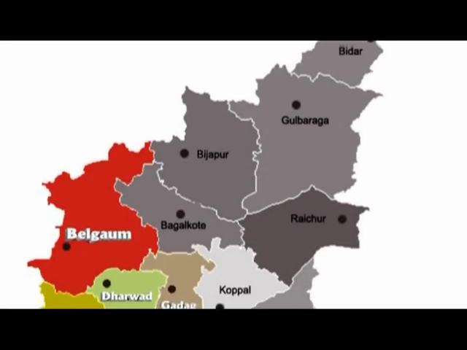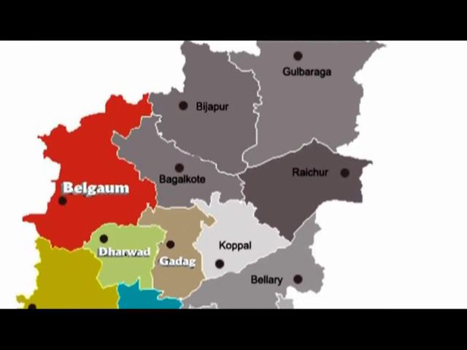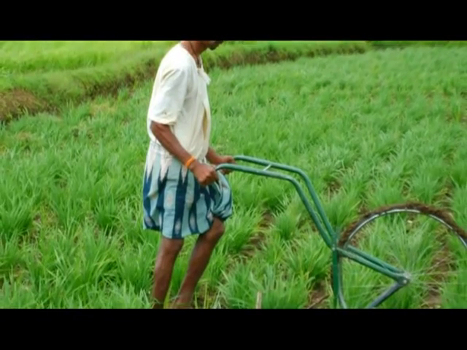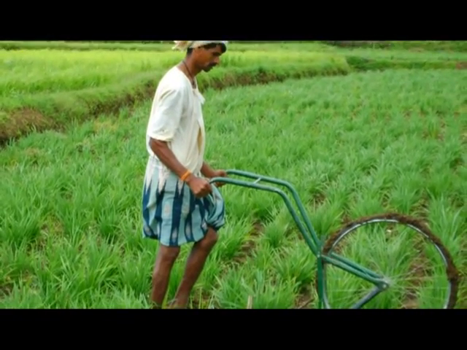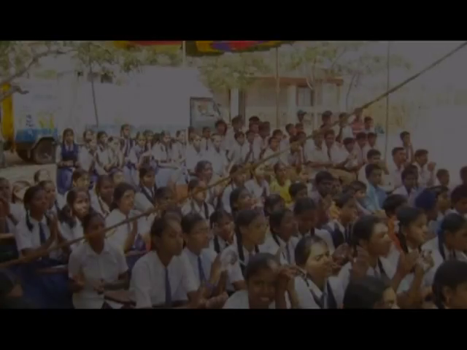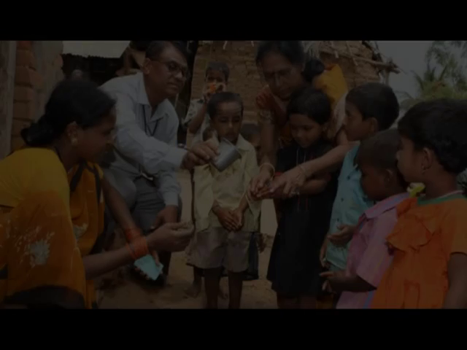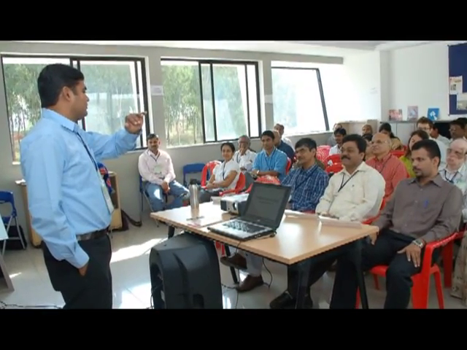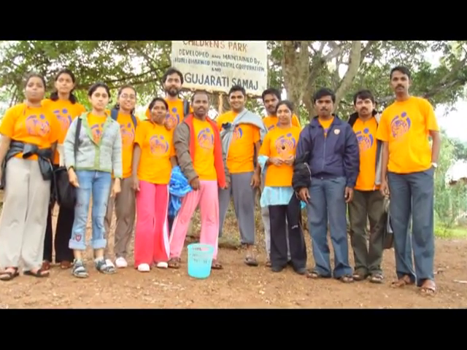The sandbox consists of 5 districts in northwestern Karnataka. The foundation works with over 70 non-profits in the agriculture, education, health and livelihood sectors. In addition to working with our NGO partners, the foundation runs a range of programs.